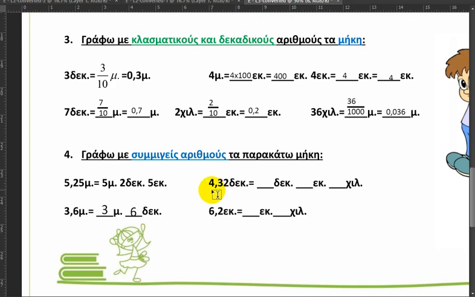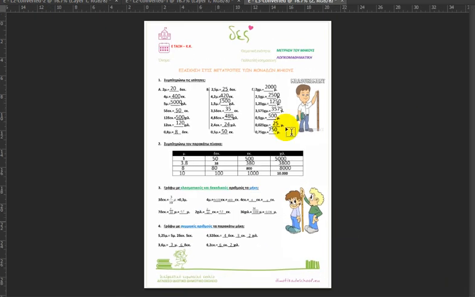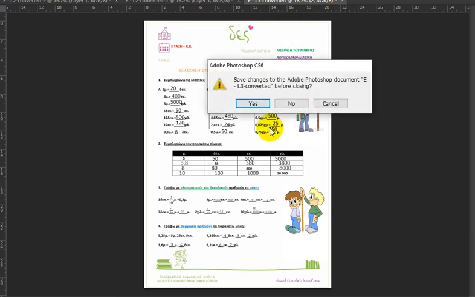Here, this is 4 decimeters, 3 centimeters and 2 millimeters. Here we have 6 centimeters and 2 millimeters. And there you go. That's this exercise. Let's move on to the next one.